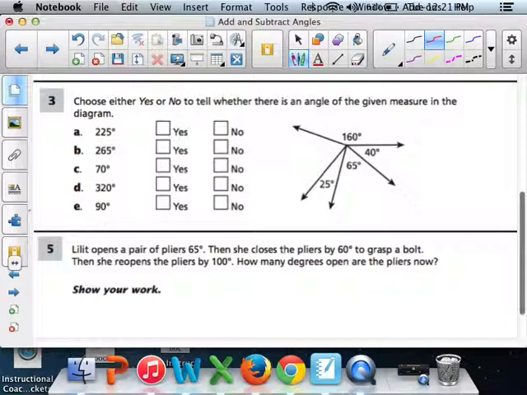So the question is, can any angles that are next to each other combine to equal 225? Well, 160 plus 40 is 200. And then 65 is 265. Oh, we'll say yes for that one, I guess. And there's a 25 right there, but we can't reach that 25 without going through 65 first. You can't hop over an angle. So I don't think we can make 225.